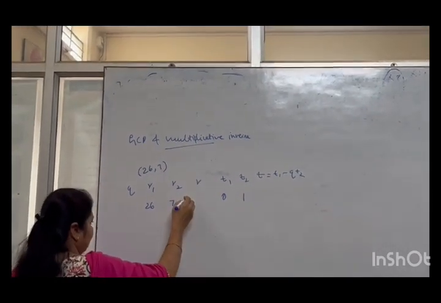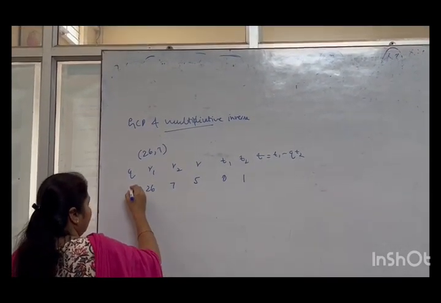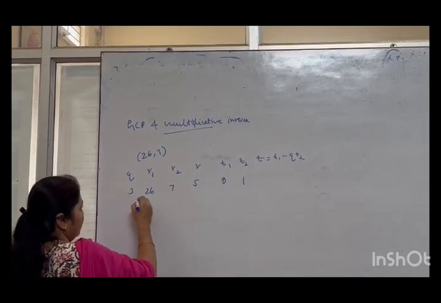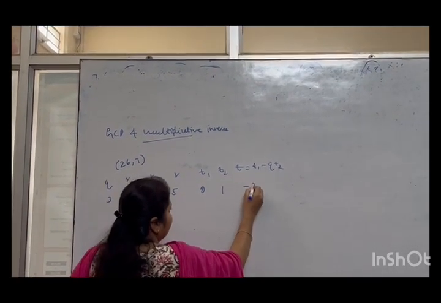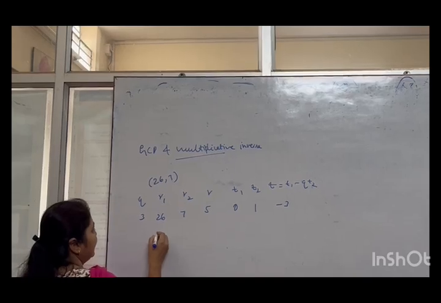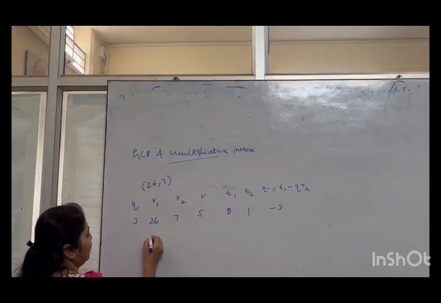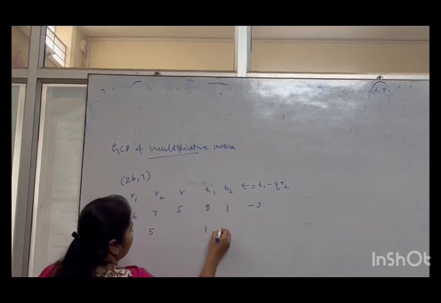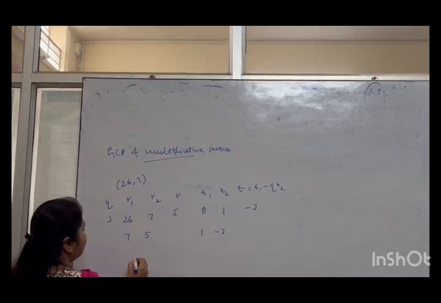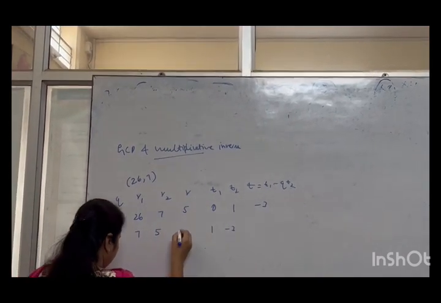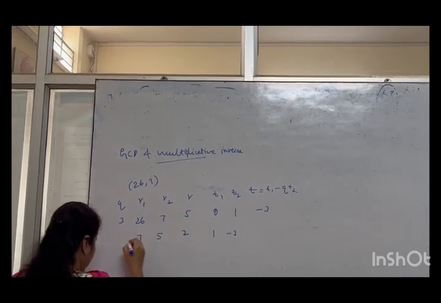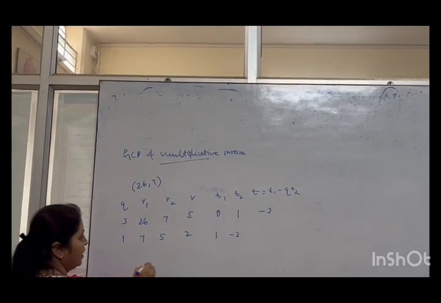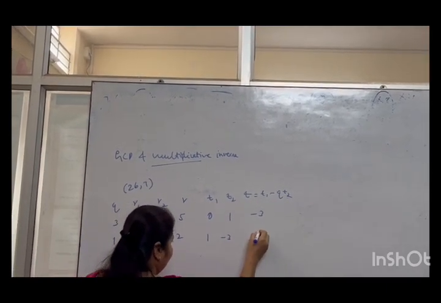So 26 divided by 7 results in 5 as the remainder, then Q will be equal to 3. So T will be resulting in minus 3. If I shift towards the left by 1 unit, it results in 7, 5, and this becomes 1, minus 3. Now 7 divided by 5 results in the remainder equal to 2, and the quotient is equal to 1, and T will be equal to 4.